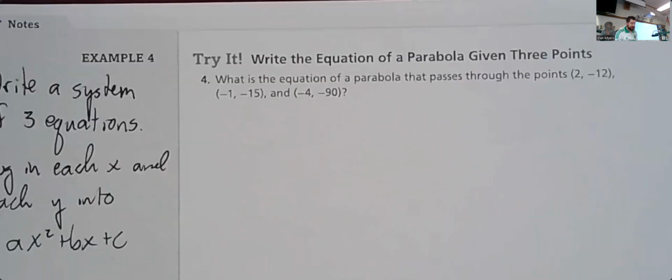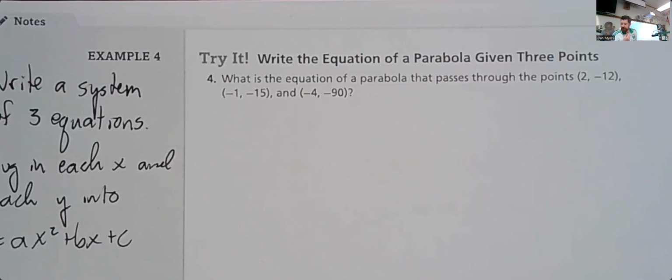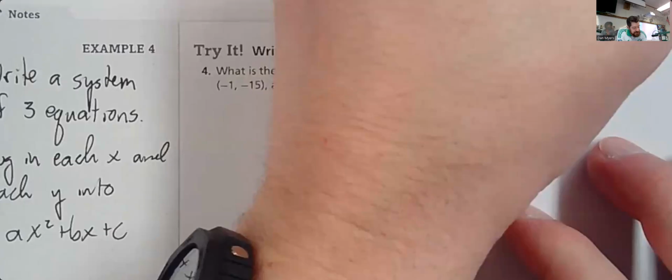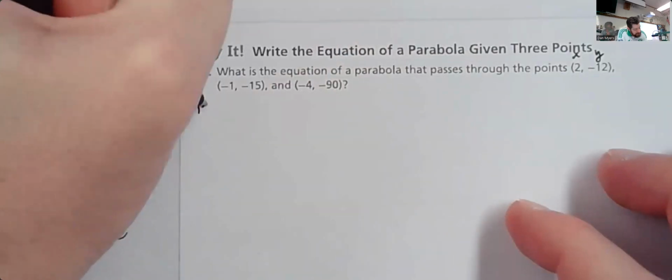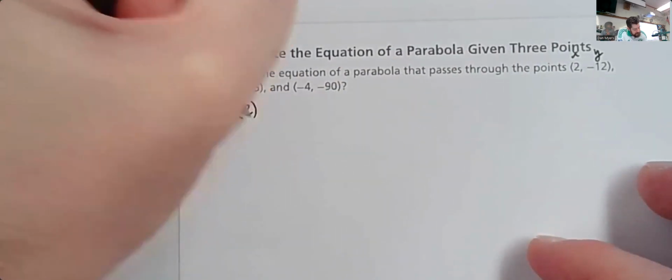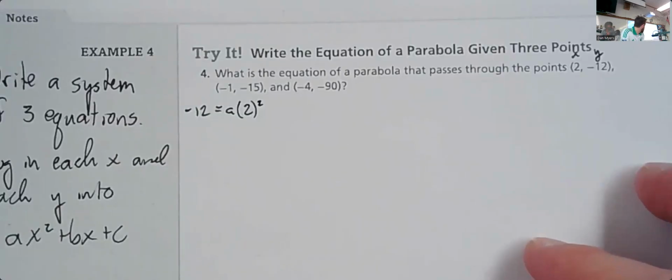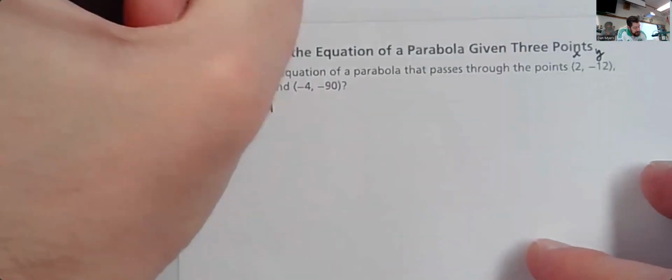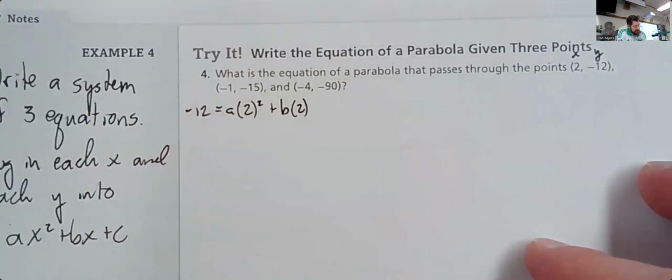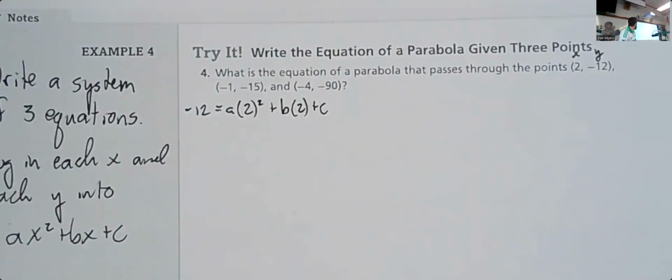So for the first equation, we're going to have to write pretty small in order to get this all to fit. First equation right here, we've got x and y. So 2 is x, -12 is y. So we're going to write -12 equals a times 2 squared, plus b times 2, and then plus c. We're plugging in -12 for y, and we're plugging in 2 for x twice because there are 2 x variables on the right side of this function.